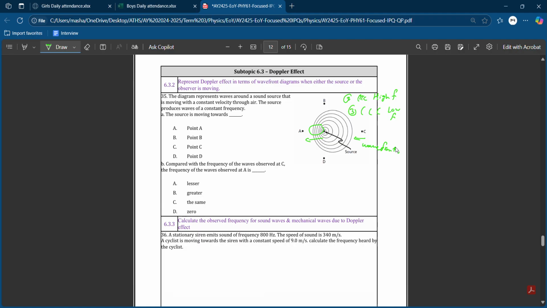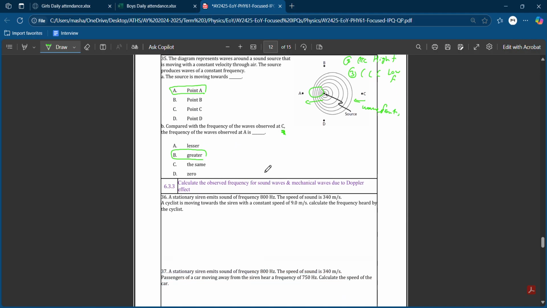So let's check question 35, part A. The diagram represents waves around the sound source that is moving with a constant velocity through air. The source produces waves at constant frequency. The source is moving towards what? The source is moving towards point A. Compared with the frequency of the waves observed at C, the frequency of the waves observed at A is greater than observed at C because we have tighter or compressed wavefronts.